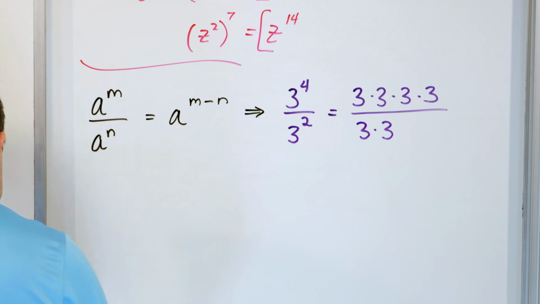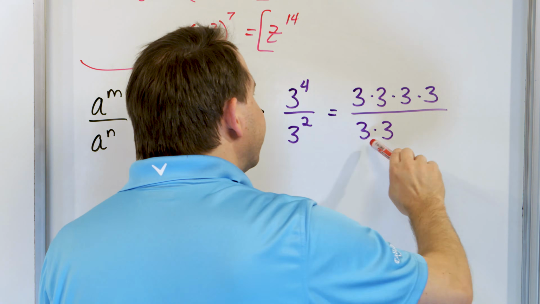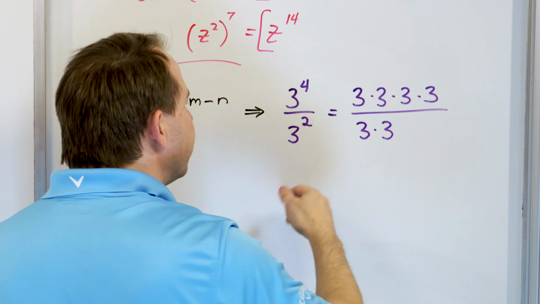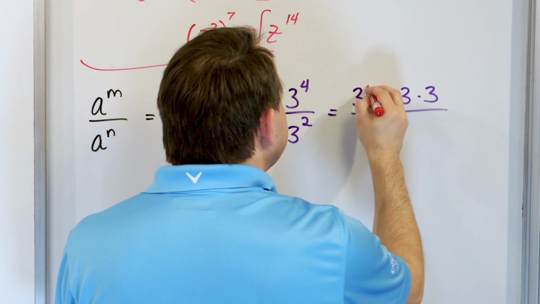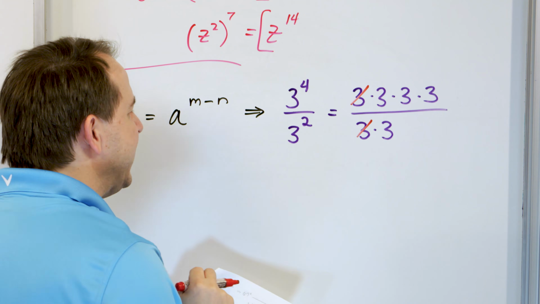But you all know that when you have things multiplied on the top and multiplied on the bottom, when you have the same common terms on the top and bottom, I can cancel and divide out that 3 and that 3.